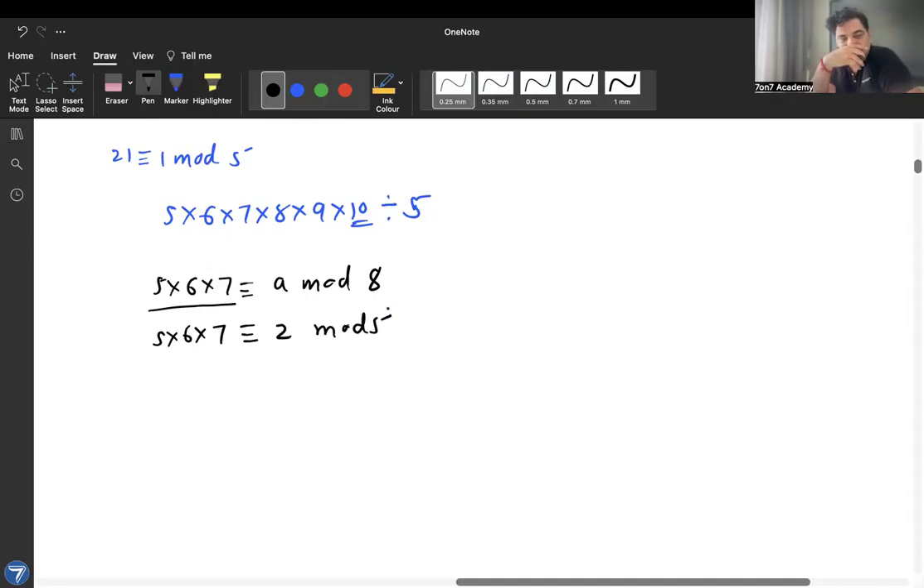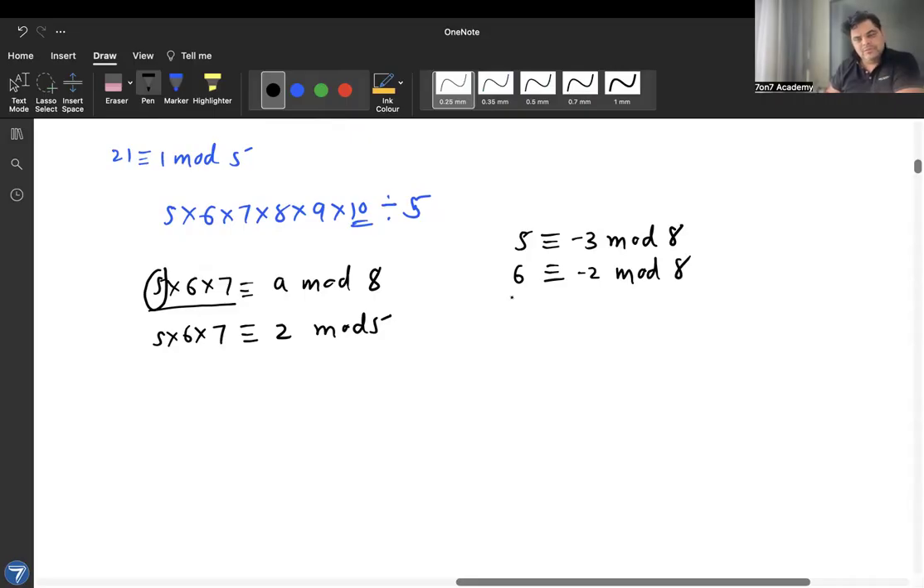So is there any other way around? See, if I divide 8 by 5, what will you get? 5 only. But there is one more thing: this 5 can be written as minus 3 mod 8. You can subtract 8 from it and that also will work. This 6 can be written as minus 2 mod 8. This 7 can be written as minus 1 mod 8.